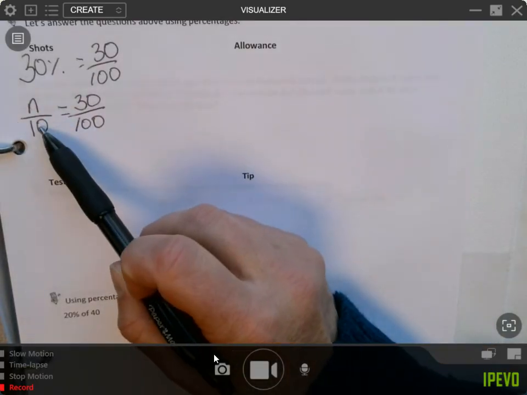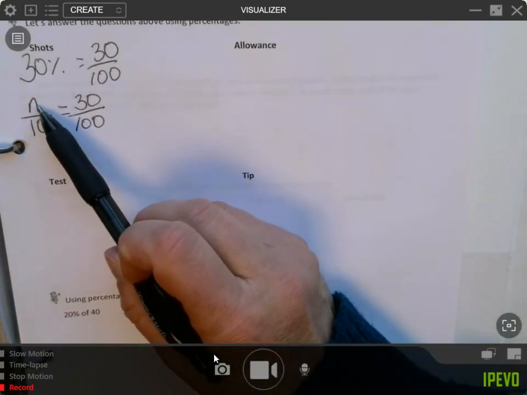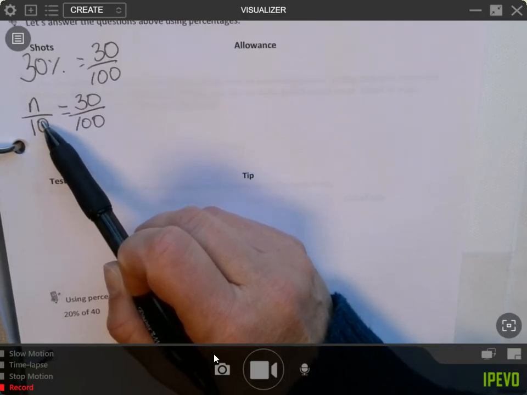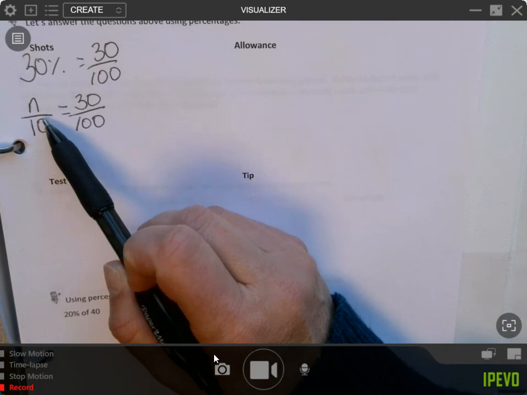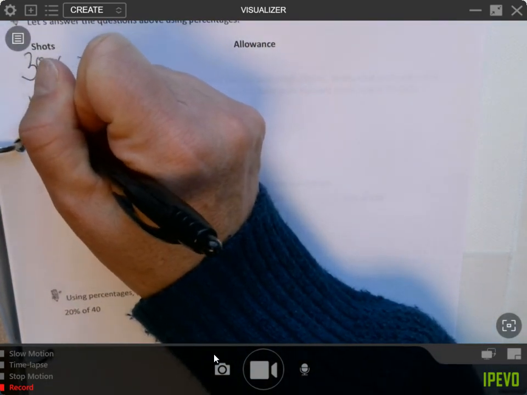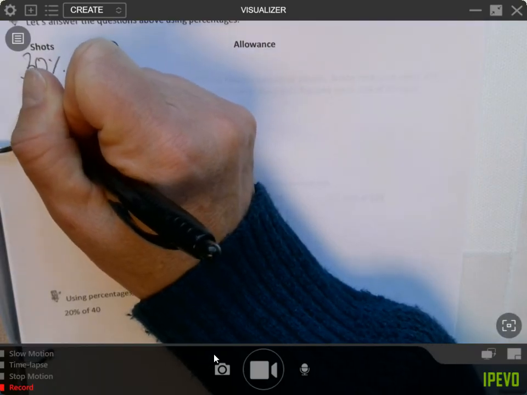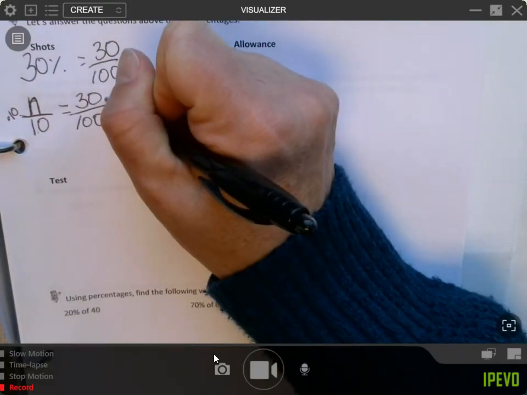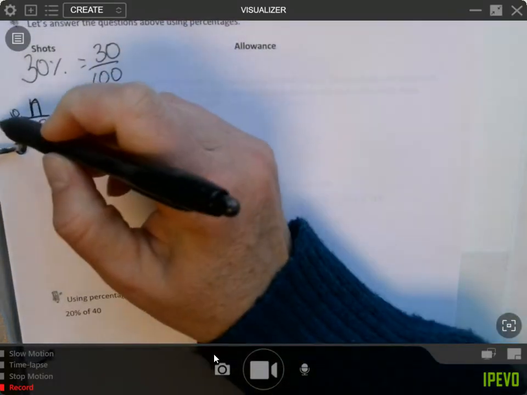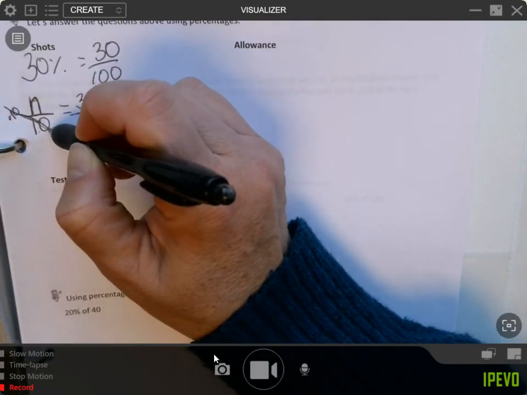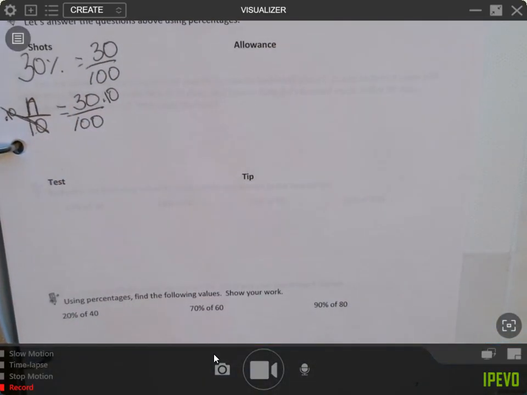Then we need to solve for our n. Have we done opposite operations in here? Okay, I didn't think so. All right, so what we want to do to get the n by itself, instead of dividing by 10, we're going to multiply by 10 on both sides. So those are going to cancel out. Multiplying by 10, dividing by 10, they are opposite operations.